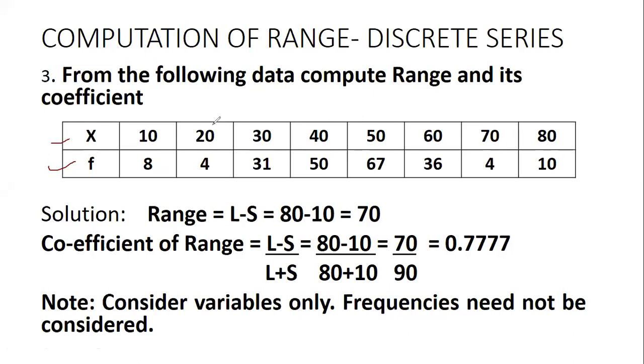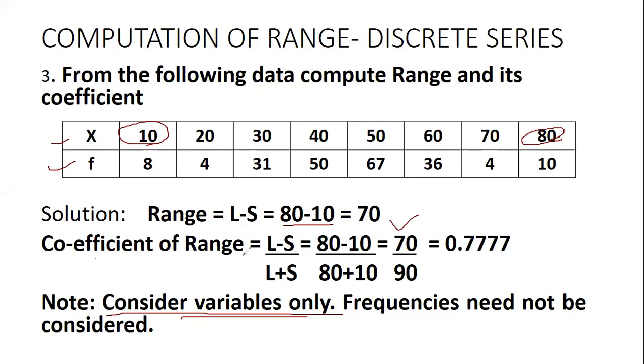But the only thing you have to notice, you have to consider variables only. You need not consider frequencies. Frequencies are not to be considered. Okay, it is only your variables and it is not frequencies. So if you consider variables, check 10 is the smallest number, 80 is the largest number. So if you take range, it says 80 minus 10, which is equal to 70. So how do you find range? The largest number minus smallest number, 80 minus 10, which is equal to 70.